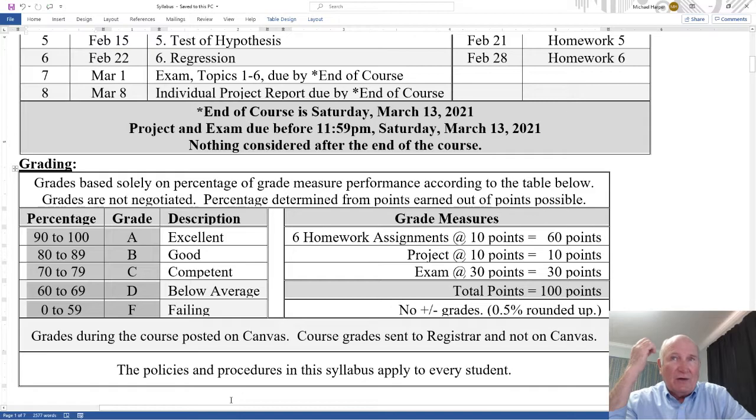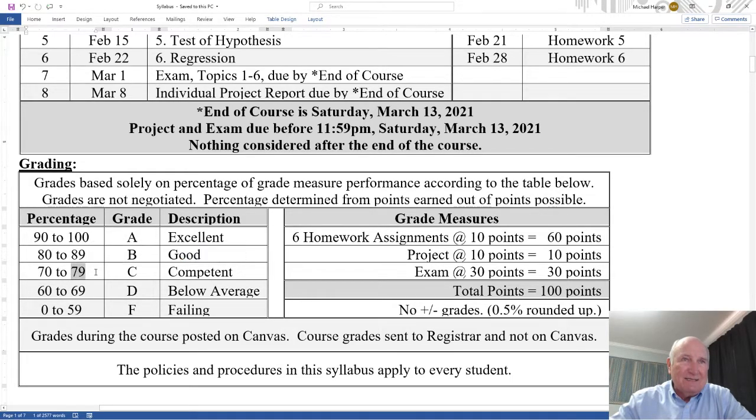Now, as far as rounding is concerned, I round 0.5% up. For example, if you had a 79.5%, that's rounded up to 80, that's a B. If you had 79.4%, that's rounded down to a 79, which is a C. So 0.5 is rounded up, less than that is rounded down. Okay? Now, I'm very strict on those percentages. I will round up, I will round down. If you're 1 point away, which is unlikely, that's going to be the grade. So I'm pretty strict on that.